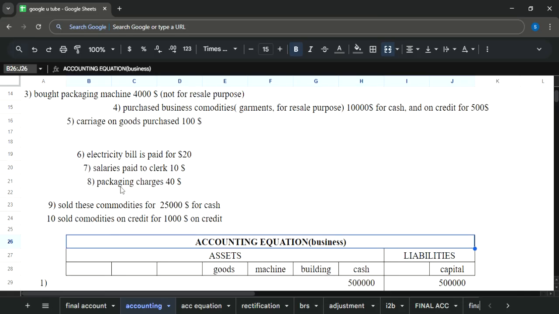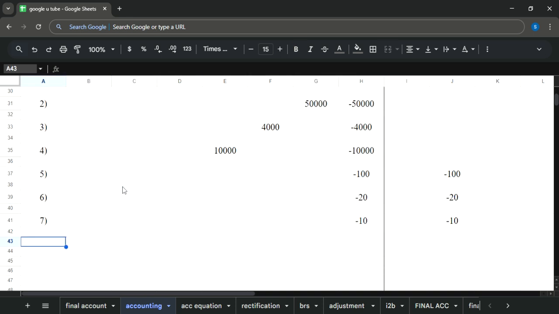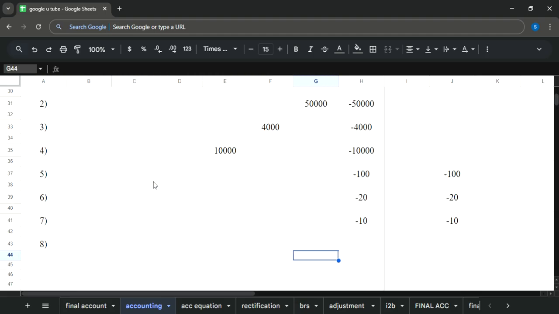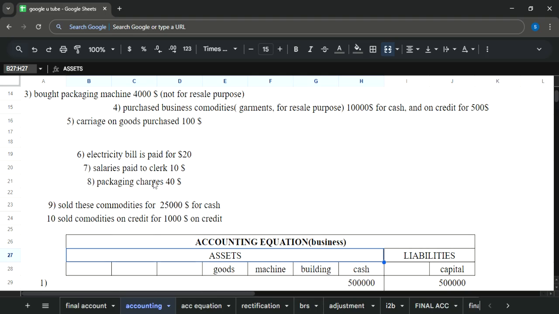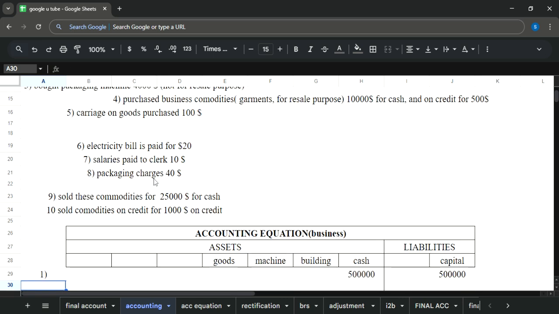And after that, number 8, and again we have made an expense, the same kind of thing, packaging charges. Packaging charges, minus $40. That means cash is going out, and since it is also the responsibility of the owner, you will subtract $40 from the owner's account. That is called capital. Now we will see 9.